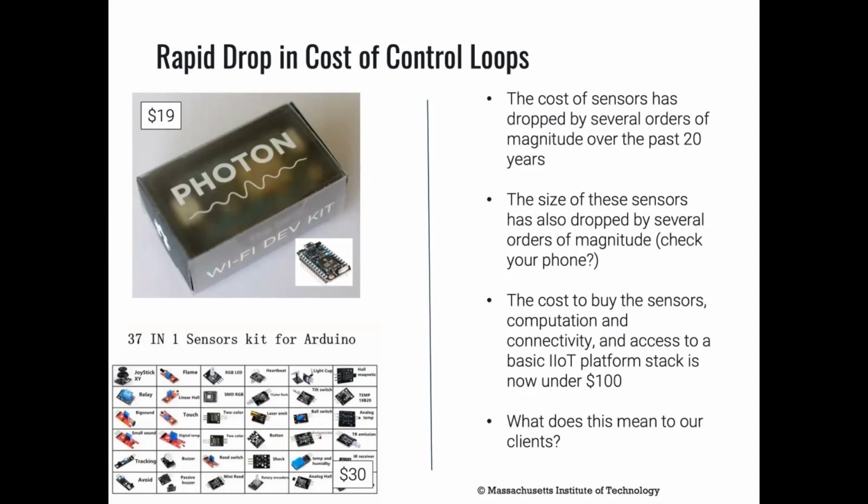And essentially, the cost of sensors has dropped by several orders of magnitude over the past 20 years. The size has also dropped. And what does this actually mean for our current systems if we could actually afford to put a fast feedback loop anywhere we desired and use that to communicate that information across the globe as needed?